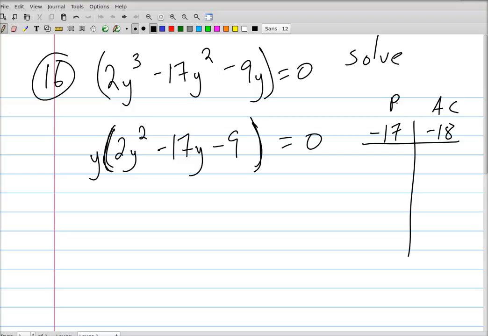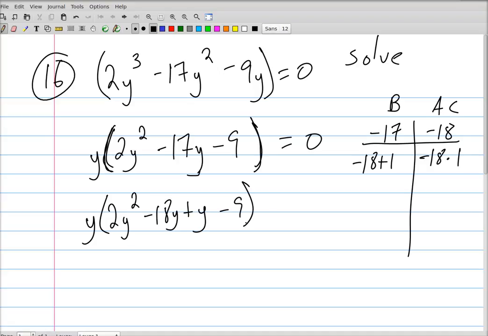So remember, we're looking for two things that multiply to be negative 18, and the same two things add to equal negative 17. I'm going to go with negative 18 and 1, because negative 18 times 1 equals negative 18, and negative 18 plus 1 equals negative 17. Okay, with that said, now we can rewrite the part inside the parentheses, at least the middle term of that, the negative 17y. We can rewrite that as negative 18y plus y. Okay, so I'm decomposing the negative 17y as negative 18y plus y.